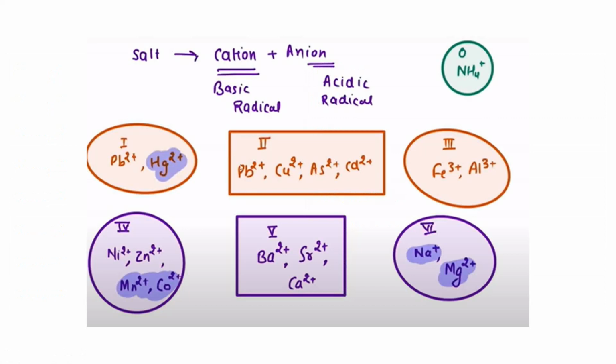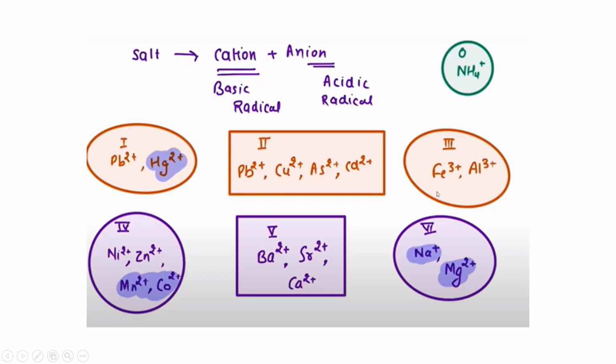Cations. Now, as usual, we know that salt contains a cation and anion. Cation means the basic radical, anion means the acidic radical. So let us come from the zero group: ammonium. First group contains lead and mercury. Mercury will not be for you, so no need to worry about that. Second group consists of lead, copper, arsenic, and cadmium. So, since lead is identified in the first group itself, no need to worry about it in the second group. Copper there is a possibility, arsenic and cadmium will not be for you.